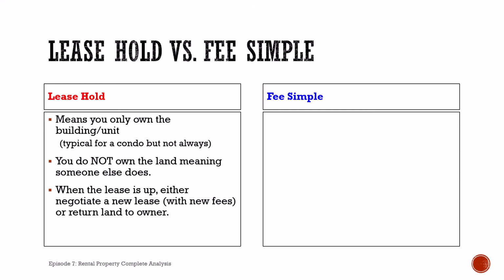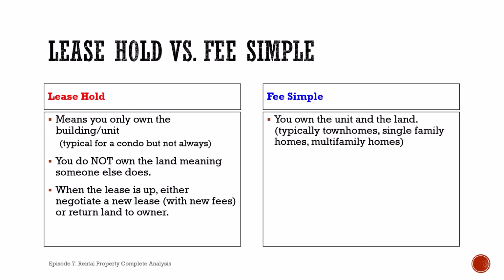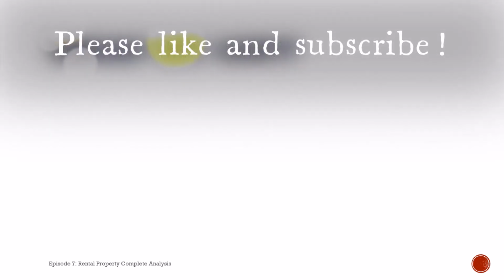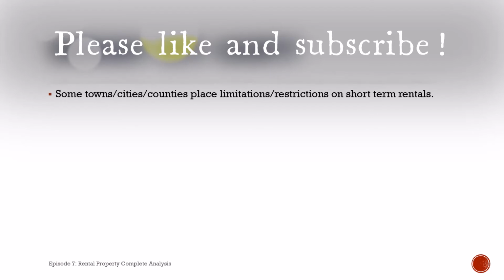Fee simple is just the opposite. You own the unit and the land. Now, where do you find this information when you're looking at, let's say, MLS listings? Well, if you look at the little section called ownership interest, it'll be clearly labeled there as fee simple or leasehold.